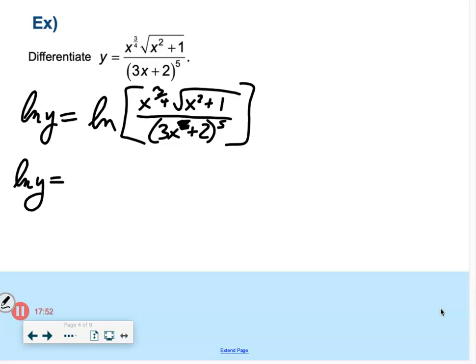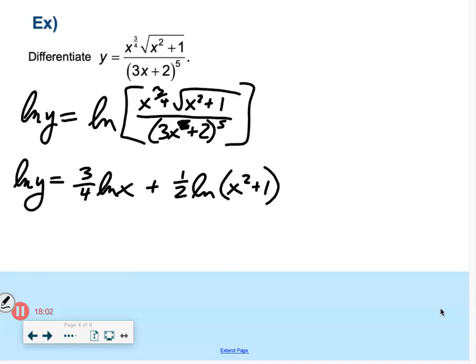Products go to addition, right? So this is 3/4 ln x plus 1/2 ln x squared plus 1 minus 5 ln 3x plus 2. Is that good? Good. All right. So now I'm ready to differentiate.